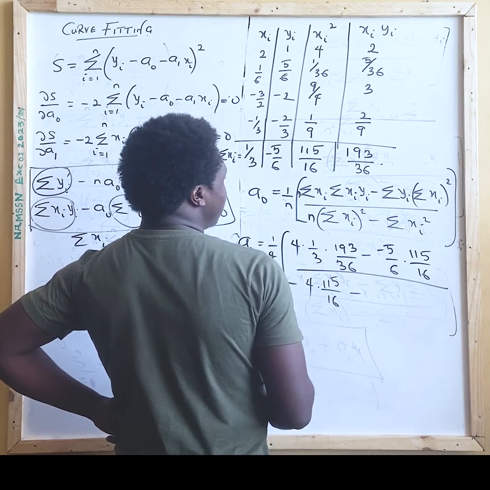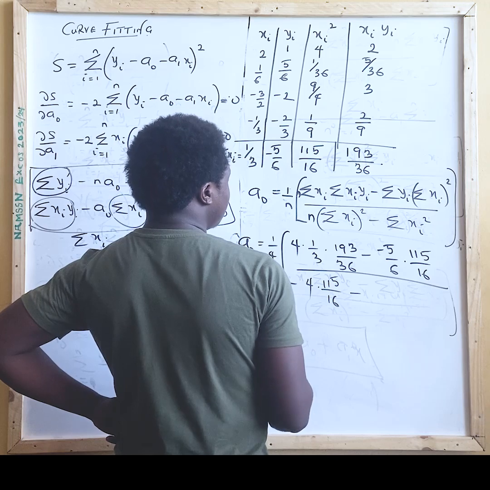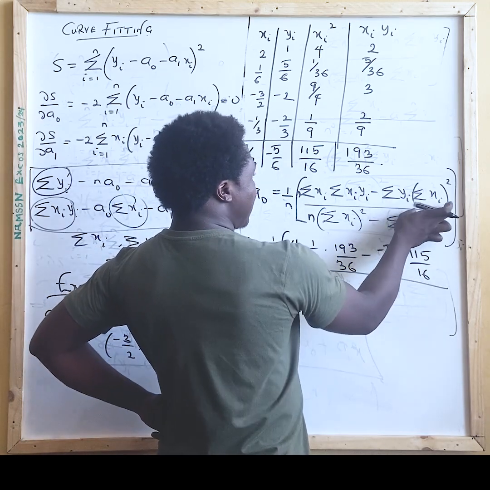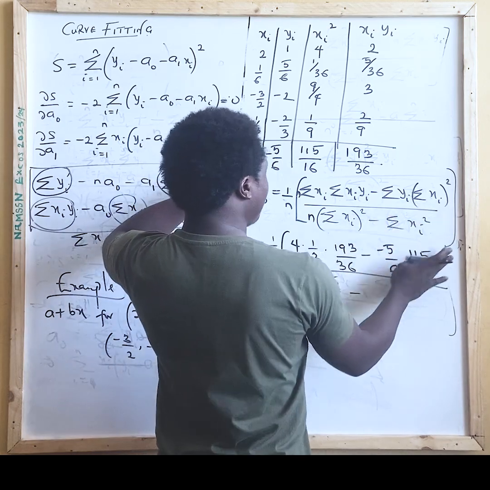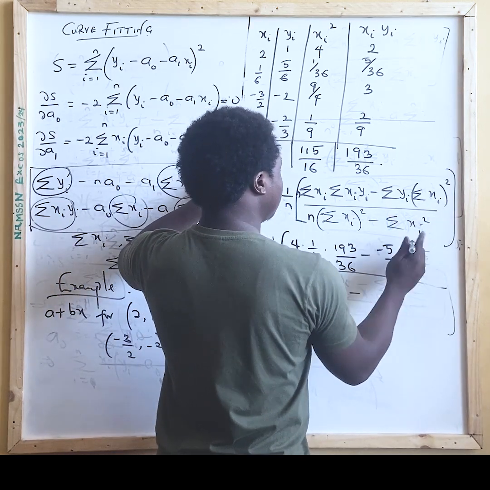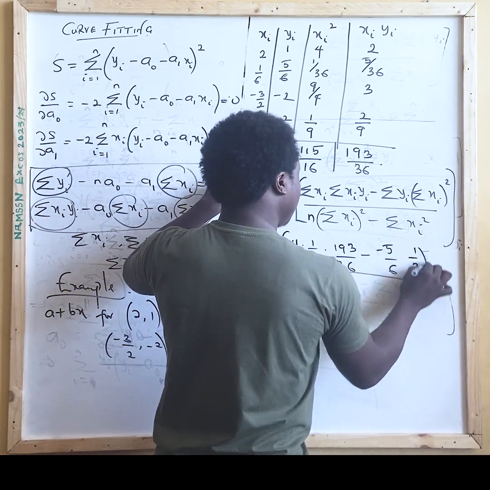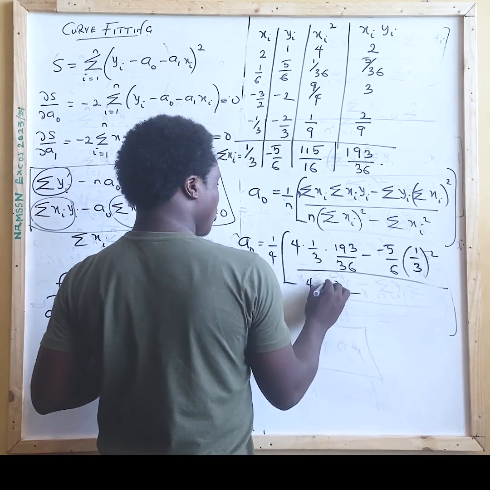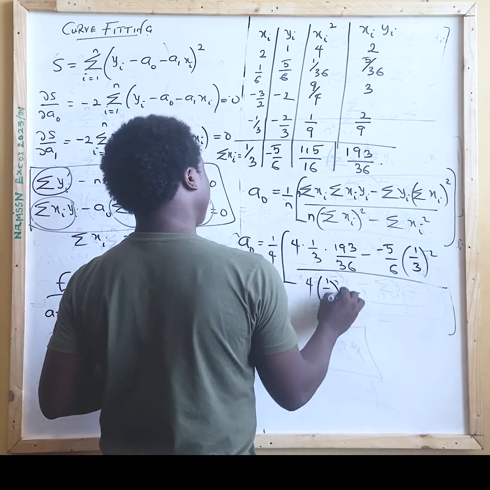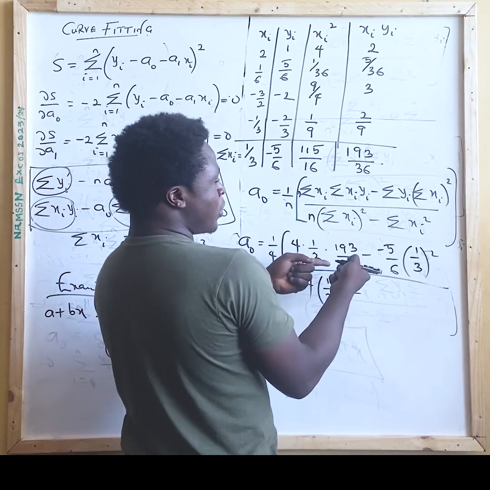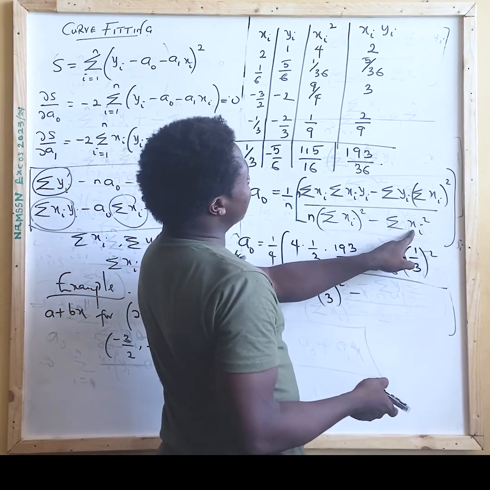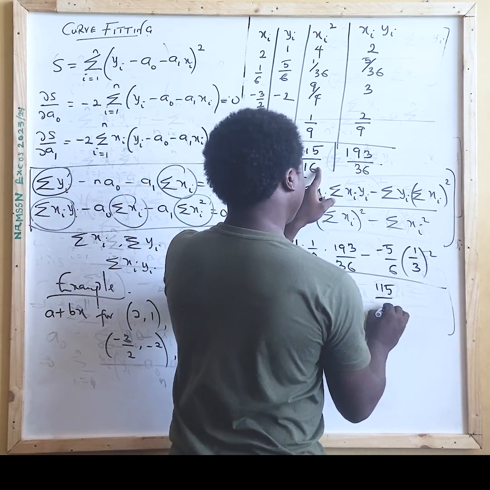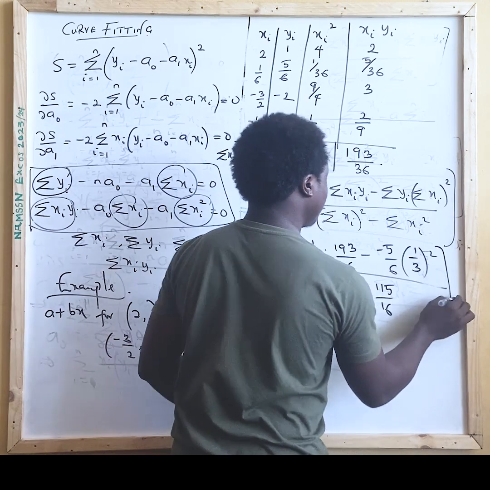minus summation xi all square. Oh, sorry. Summation xi all square here is supposed to be 1 over 3 all square. Same thing here, 1 over 3 all square. It is summation xi, then we are squaring it. Then we have this one to be minus summation xi square now, which is minus 115 over 16. Okay, so we are good.